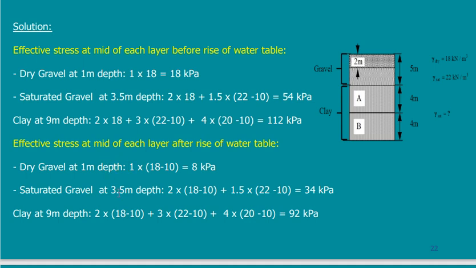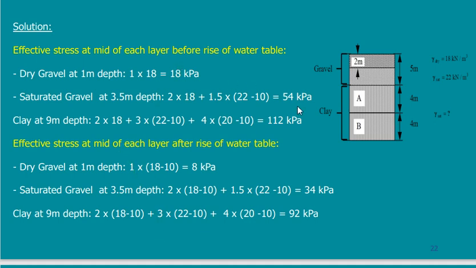But in the second case, the water level changed from here to there, so all of this is now the same. It is all saturated, or submerged with water. So we will calculate the effective stress at the middle of these 2 meters, then at the middle of the remaining 3 meters, and then at the middle of these 8 meters, which is at this point. I will calculate it for the first case, and then for the second case.